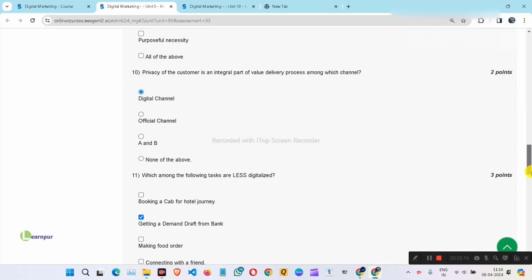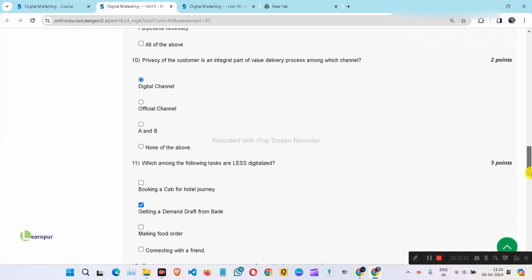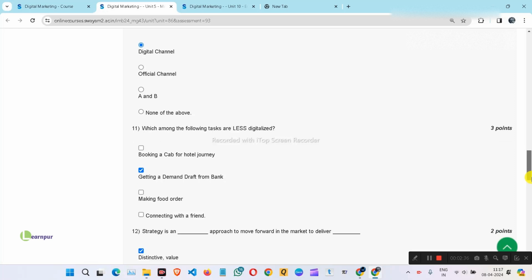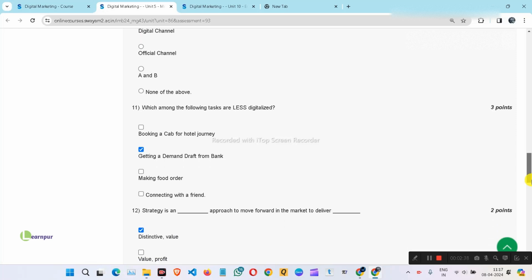Next, coming to question number 11, which among the following tasks are less digitalized? It will be option B, getting a demand draft from bank. Okay, because getting a demand draft from a bank needs a lot of process, you know, we have to submit a lot of documents, so it will be option B.